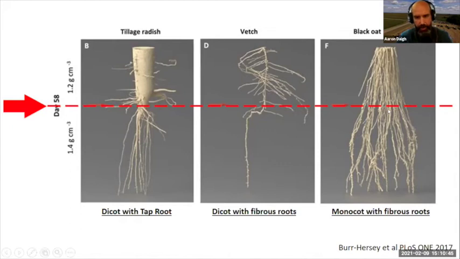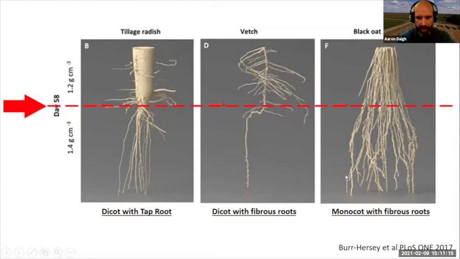Now that black oat, the monocot with the fibrous root system, pretty much kept going as if the compaction layer wasn't even there. And that's a really great example of using plant species to get down and get what you want, creating those initial pores so that a subsequent crop can go through. So the thing to keep in mind is that when you mix them up, you get a variety of pore systems that develop that can benefit the subsequent crops.